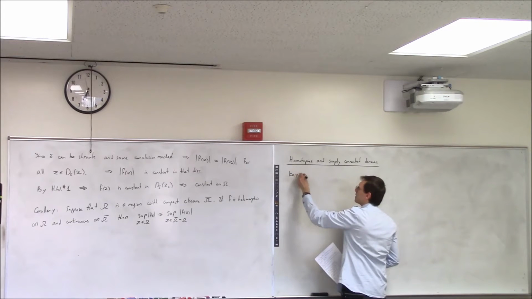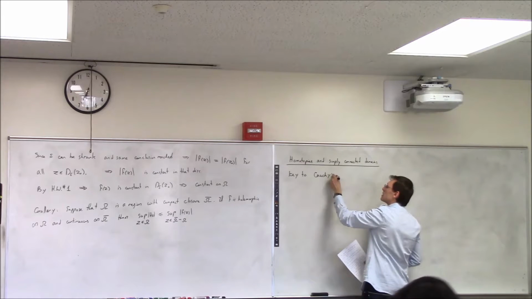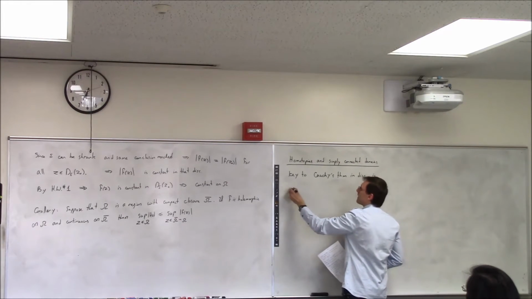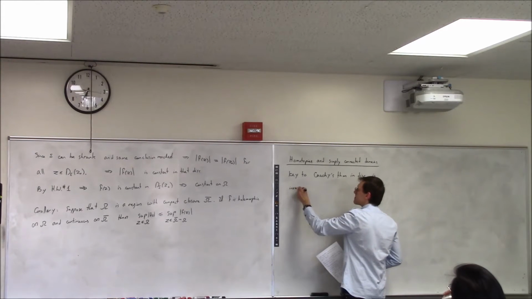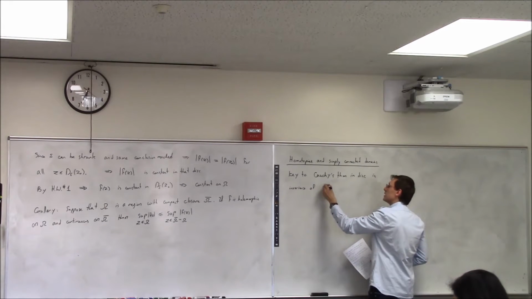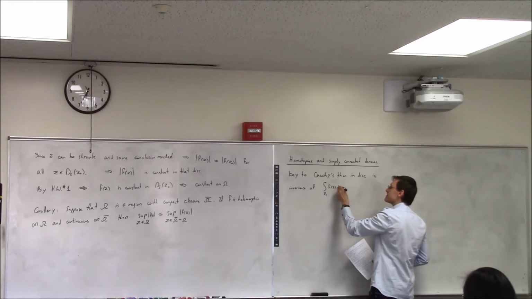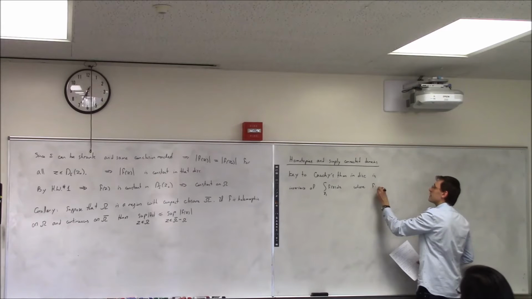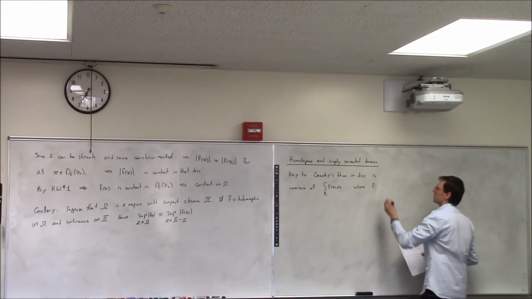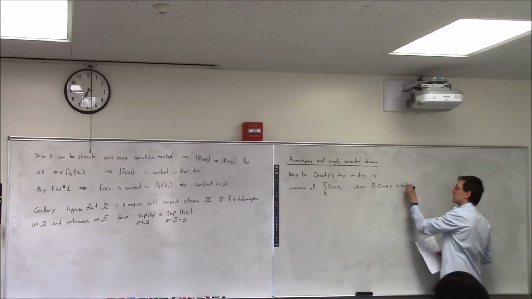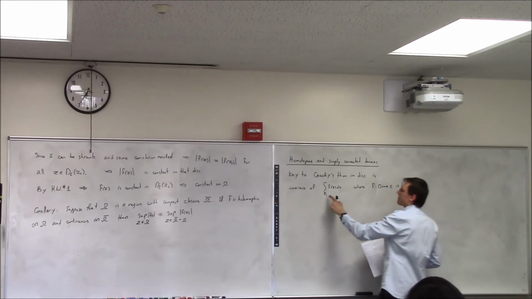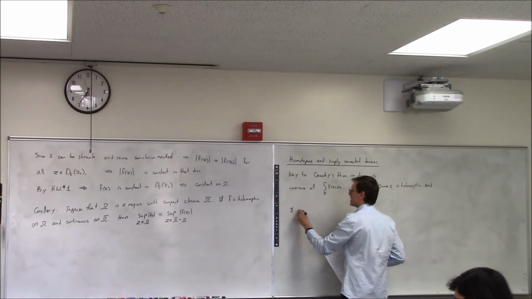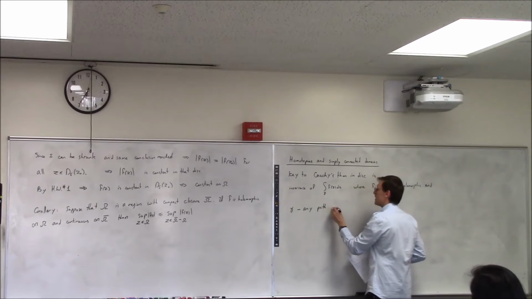So let's write something like this. Key to Cauchy's theorem in a disk is invariance of integrals, where f from the disk to C is holomorphic, and gamma any path from alpha to beta.